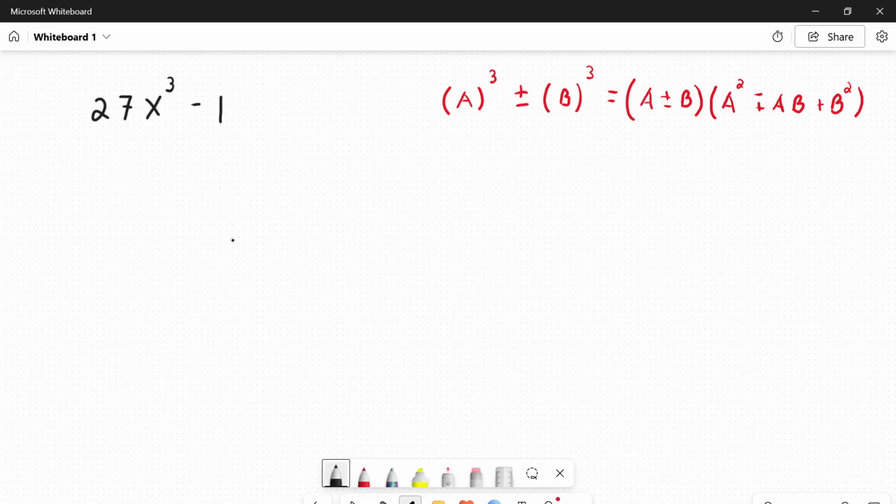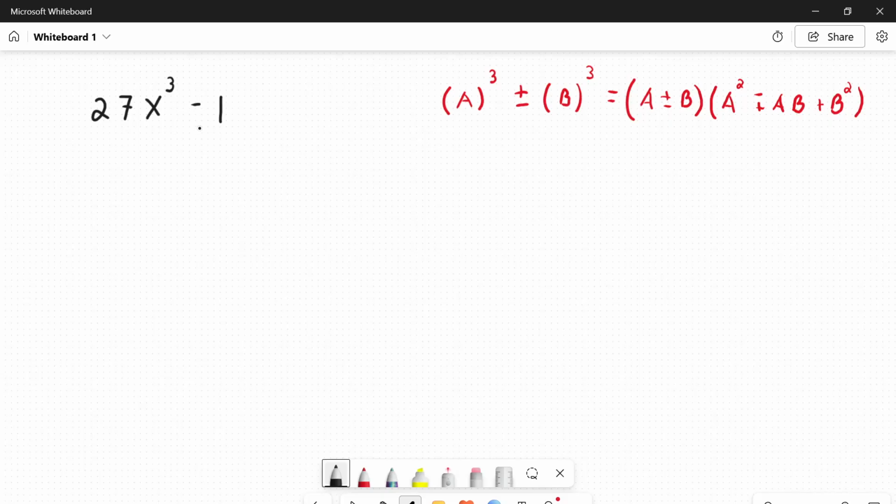There's no greatest common factor here. It's important to check for that. No greatest common factor. But I do see a minus sign and I see an exponent of 3. That means that this is going to be a difference of cubes. Now I have this formula in red written over here. This is really the only way to factor this thing, by knowing this formula.